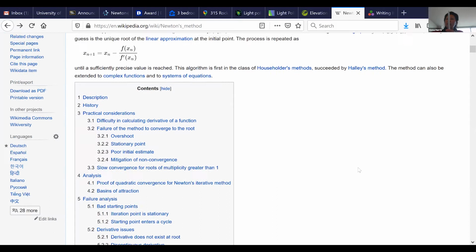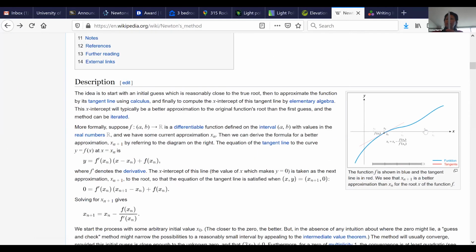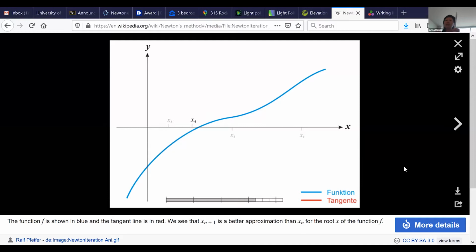Now I want you to look at this. This is a great thing. So say you have a function, the blue graph right here. This blue graph is your function, some function. And the solution is right here. But I don't know that solution. I want to find that solution.